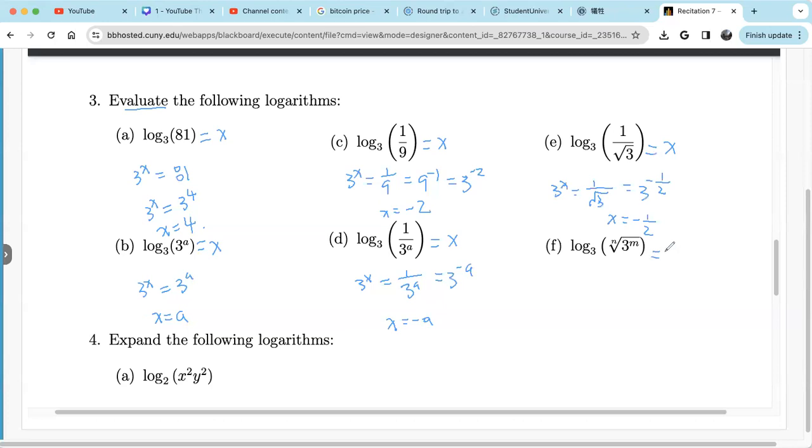Now let's see, this one equals x. 3 raised to x equals 3 raised to the power. We want to write it as a rational exponent, the power divided by the index. So that means x equals m divided by n.